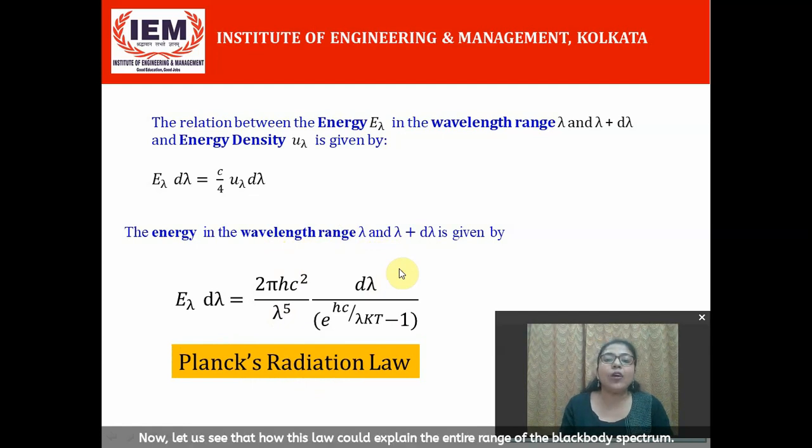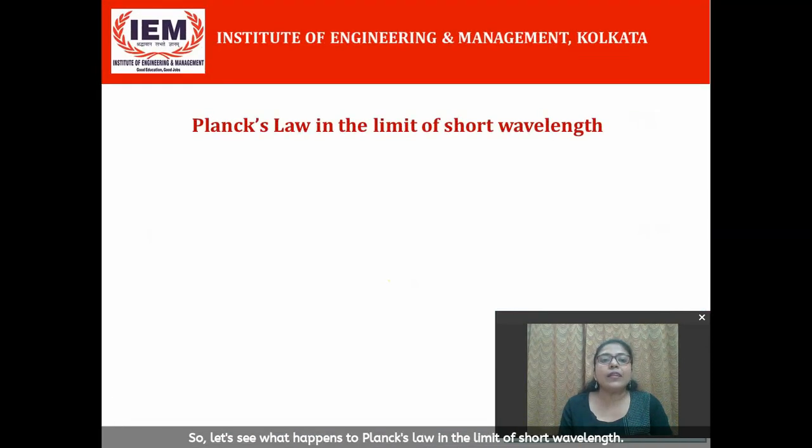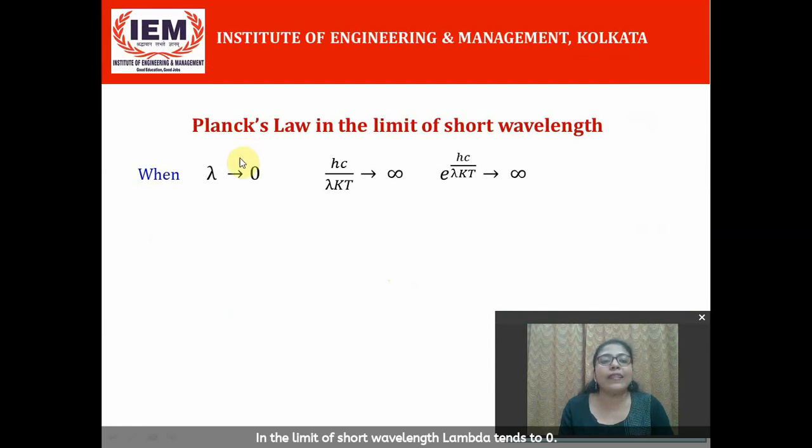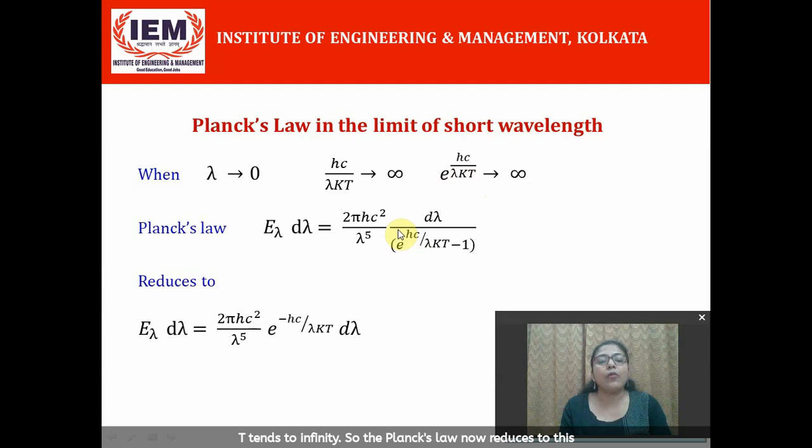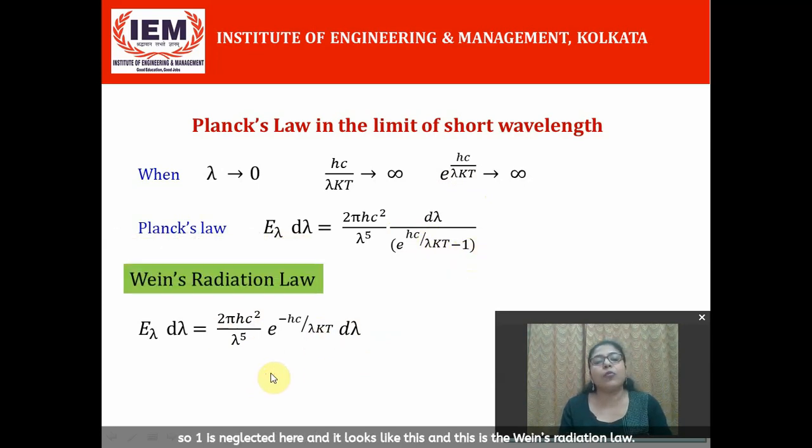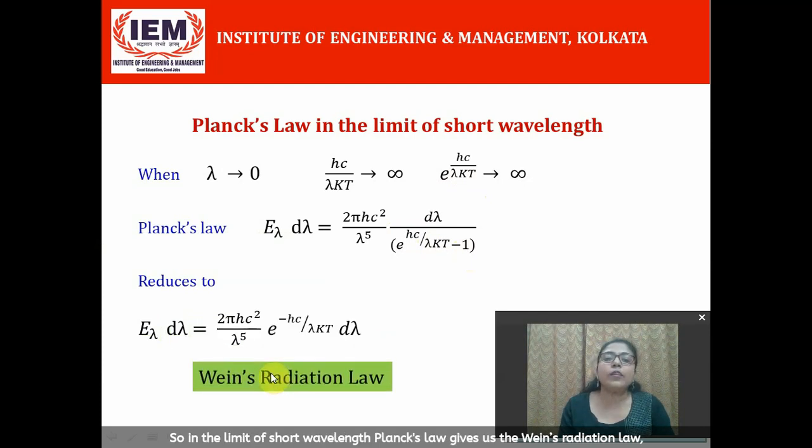Now let's see how this law could explain the entire range of the blackbody spectrum. So let's see what happens to Planck's law in the limit of short wavelength. In the limit of short wavelength, lambda tends to 0. So this term hc by lambda kT tends to infinity. So e to the power of hc by lambda kT tends to infinity. So Planck's law now reduces to this. Because e to the power of hc by lambda kT is a very large term, 1 is neglected here and it looks like this, and this is Wien's radiation law. So in the limit of short wavelength, Planck's law gives us Wien's radiation law.